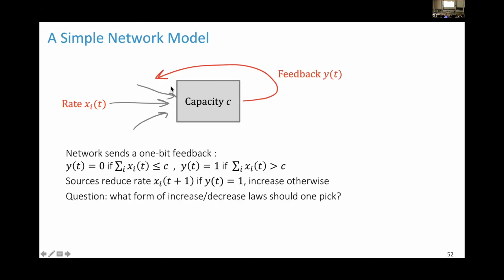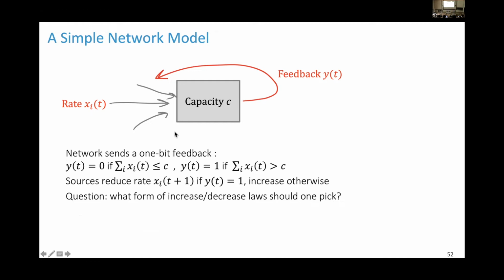The idea is that the network provides a feedback, which is actually 1 bit. So it's either 0 or 1, to the host, to the sources. And depending on that feedback, hosts would react. They increase or decrease their rate.